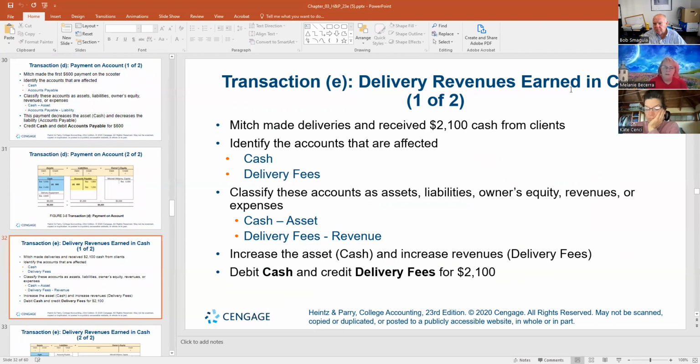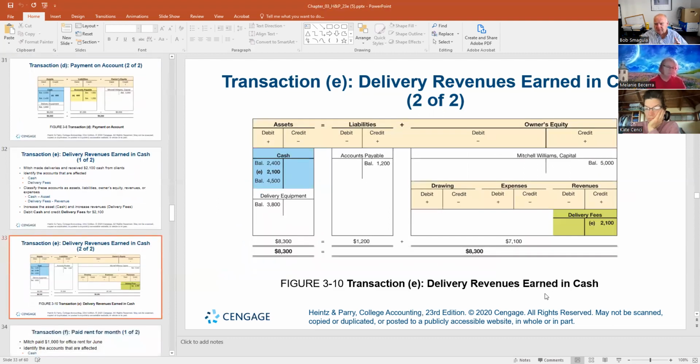Delivery revenues earned in cash. Okay, he went out and he delivered his pizzas around the campus, and he collected $2,100 in cash. So cash is going to go up, and so are revenues, which we're going to call delivery fees. So we're going to debit cash, credit delivery fees. Every transaction has to have at least one debit and one credit. That's why it's called double entry accounting. You could have one debit and 100 credits or vice versa, as long as the debits equal the credits. So we're moving along here.